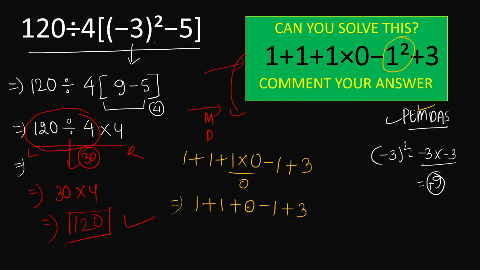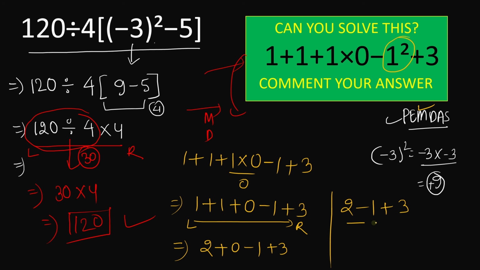Now we have all these values, and that is addition and subtraction, so we will do left to right here. Better to follow the order of operations. That is 1 plus 1, which is 2, plus 0 minus 1 plus 3. Again 2 plus 0 will be 2, minus 1 plus 3. 2 minus 1 will give the result 1 here. So we'll write 1 plus 3, and 1 plus 3 will ultimately be 4. So the right answer is 4 here.